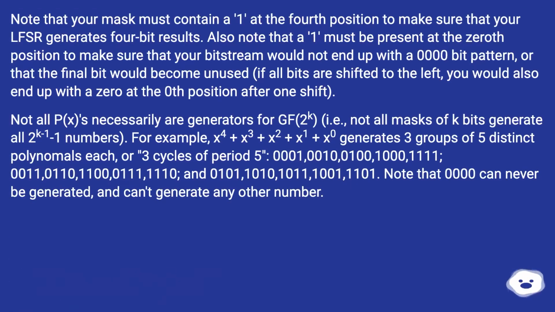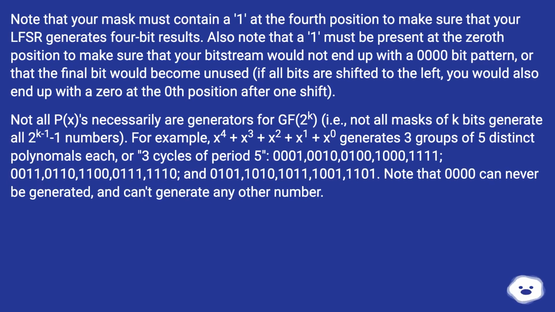Note that your mask must contain a 1 at the 4th position to make sure that your LFSR generates 4-bit results. Also note that a 1 must be present at the 0th position to make sure that your bit stream would not end up with a 0000 bit pattern, or that the final bit would become unused. If all bits are shifted to the left, you would also end up with a 0 at the 0th position after one shift. Not all p(x)s necessarily are generators for GF(2^k), i.e., not all masks of k bits generate all 2^k-1 numbers.